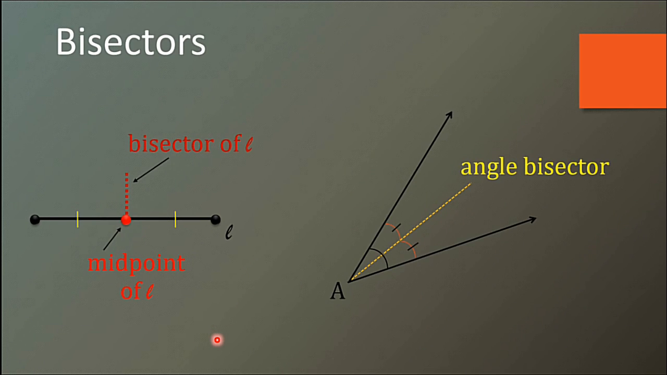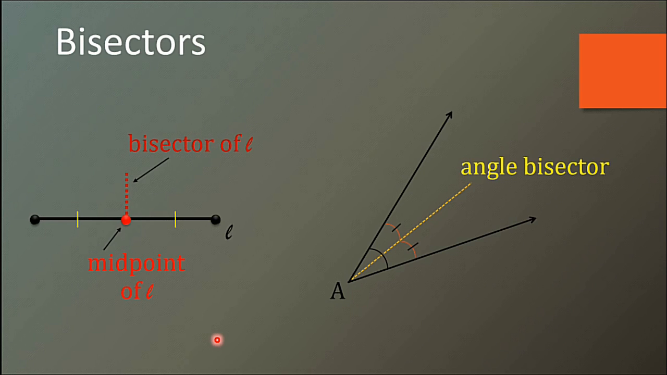Second, a bisector cuts something into 2 equal pieces. Line segments can be cut in half, and so can angles. A line segment is on the left, and an angle is on the right. Look at the black line L on the left, cut by the dark red line at the red dot. The red dot is exactly in the middle of the line L. This cuts L into 2 equal pieces. The part of L on each side of that red dot has the same length.